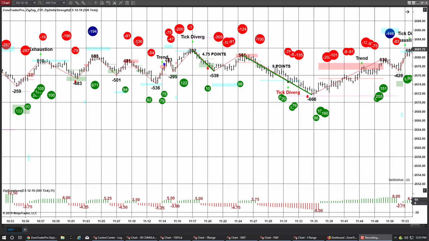Again, the whole point of this is that we have patterns that repeat themselves, and just about 30 minutes later we again had a tick divergence trade here, which was good for 4.75 points, and we again had that trend trade that followed, good for 9 points. The whole point being that if we wait for the good setups, it is very easy to identify these setups and then just wait for the order flow to give us the permission to enter.